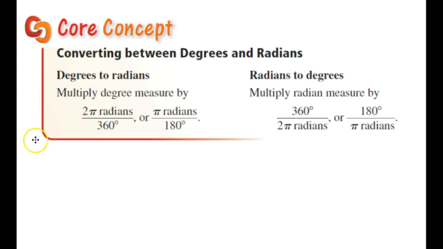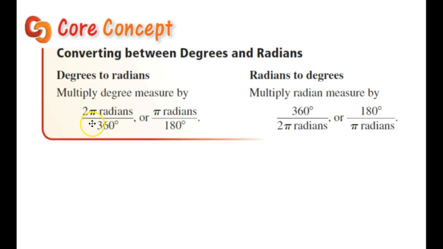Now we're going to be looking at this final learning target, going from degrees to radians. One thing we need to keep in mind is we've looked at circles a lot, and we know that one circle is 360 degrees. We also need to know that one circle is 2 pi radians.